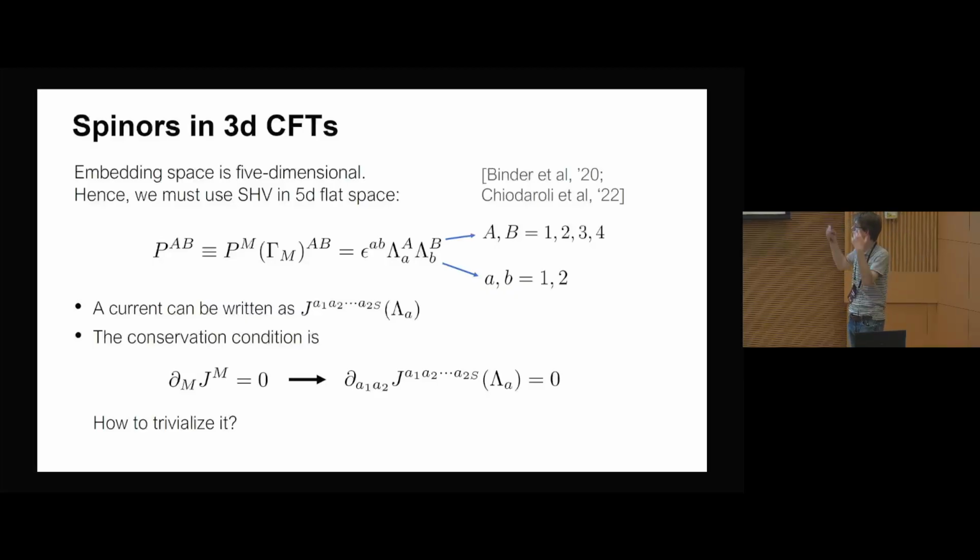And in terms of these lambda variables, and in terms of this current expressed as this tensor with little group indices, the conservation condition gets translated to some differential equation for this object, where this operator is just some differential operator in terms of the lambdas. Essentially, at the end, it's just some derivative with respect to these lambda spinors. And we need to trivialize that condition now. So we need, again, some notion of holomorphicity appropriate for 3-dimensional CFTs that trivializes this conservation condition.